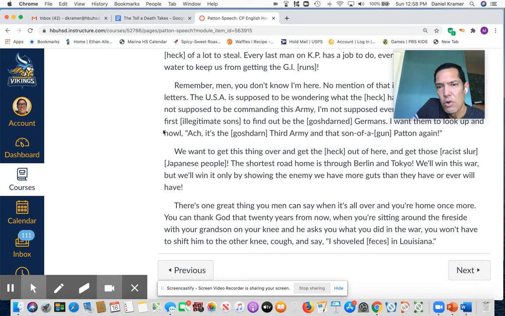"The shortest road home is through Berlin and Tokyo." Kind of logic like, going back towards our home is much faster to just go around the world. Just keep going, go right through the Germans and right through Japan. "We'll win this war, but we'll win it only by showing the enemy we have more guts than they have or ever will have." Pathos, all pathos.